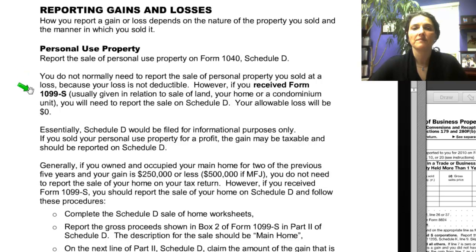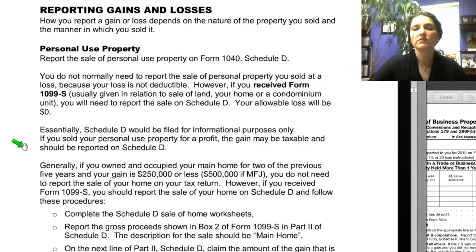However, if you received Form 1099-S, which is usually given in relation to the sale of land, your home, or a condominium unit, you will need to report the sale on Schedule D. Your allowable loss will be zero. So essentially, Schedule D would be filed for informational purposes only.